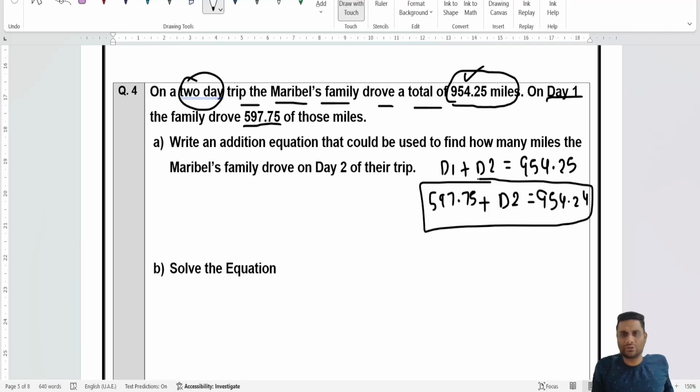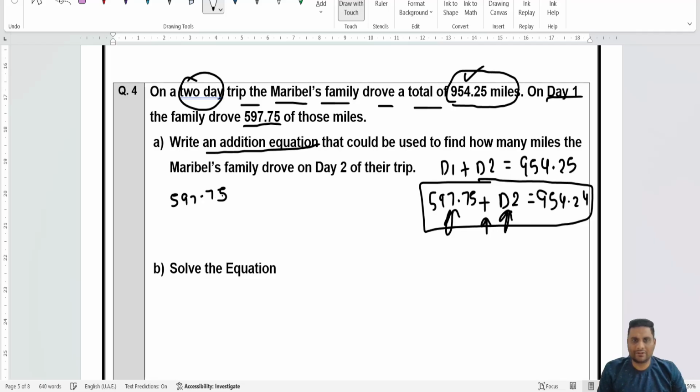Why am I calling it an equation? It has a variable, it has numbers, it has a mathematical operation. Now, the first thing was only writing the equation. So my equation will be 597.75 plus, for day 2 we can take x, is equal to 954.25. Here you can put anything. You can put x, d2, a, b, c, d, anything. We just want to represent a variable here, so you can represent it by anything.